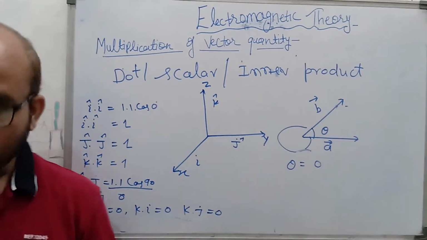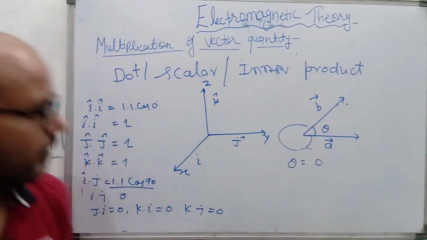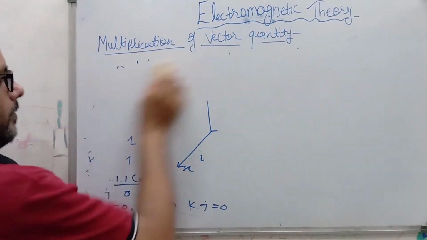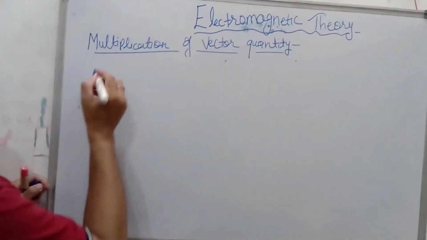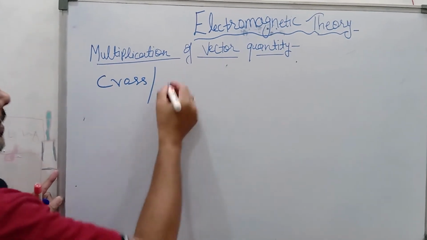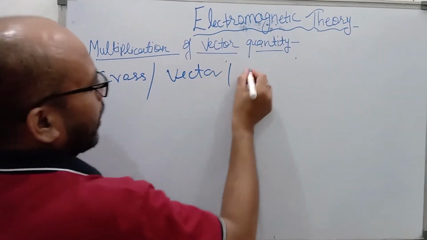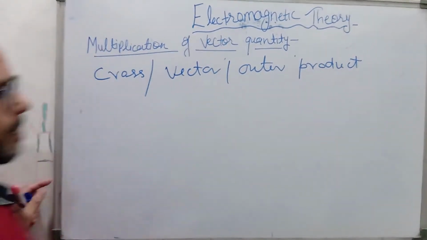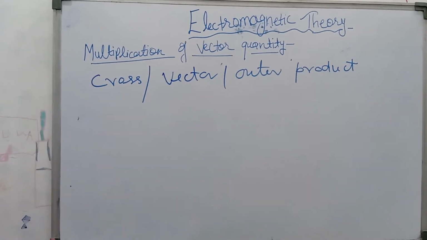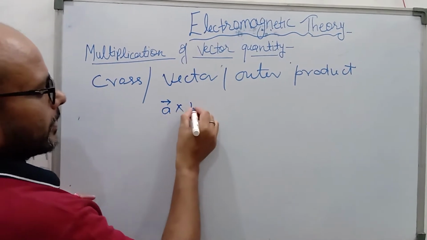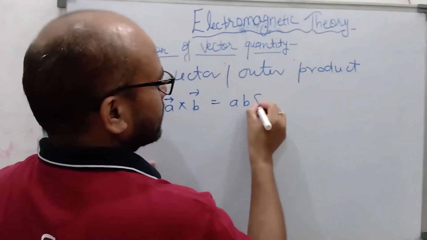And another is cross product, or vector, or outer product. Outer product. So suppose two vectors A and B, then A vector cross B vector equals AB sin theta.